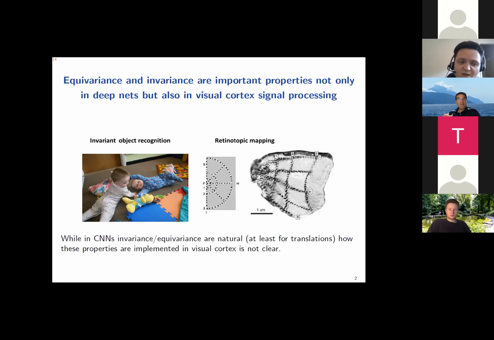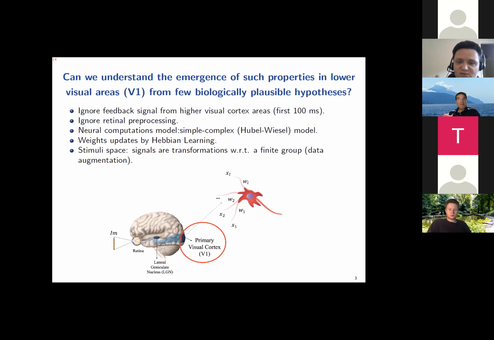While in a convolutional neural network, equivariance and invariance are somehow natural properties, at least this is clear for translation because it is hardwired through convolution, how these properties emerge in the visual cortex is not clear. So the subject of this talk is a first attempt, a very simple model, on how to justify the emergence of these properties through very few biologically plausible hypotheses and constraints.